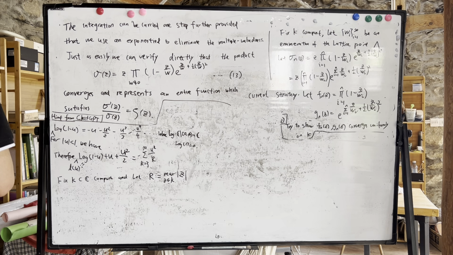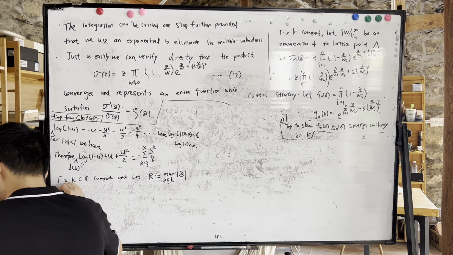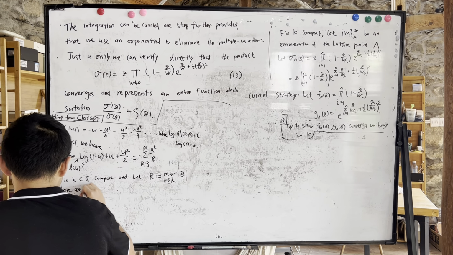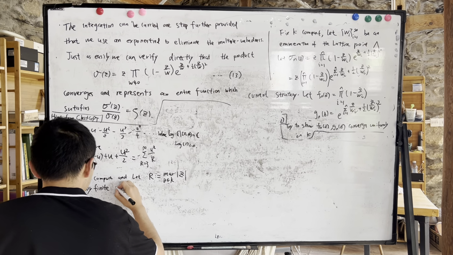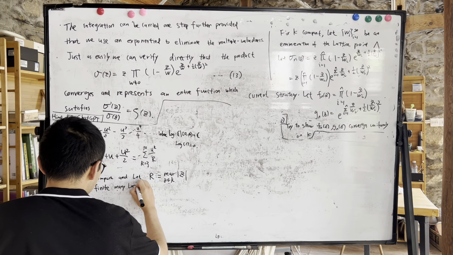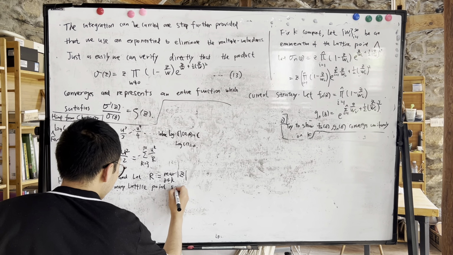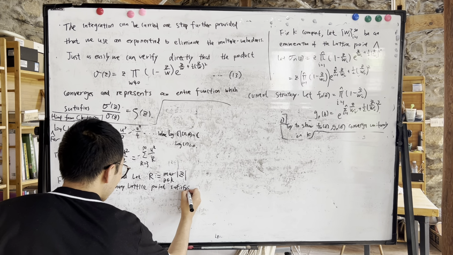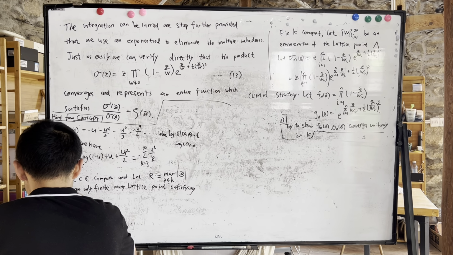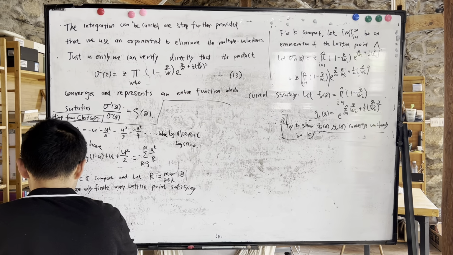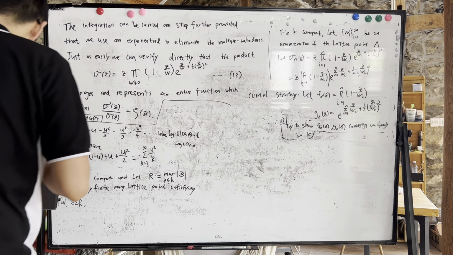And then there are only finitely many lattice points omega satisfying the condition that the modulus of omega is less than or equal to 2r, right? So yes, it is true.